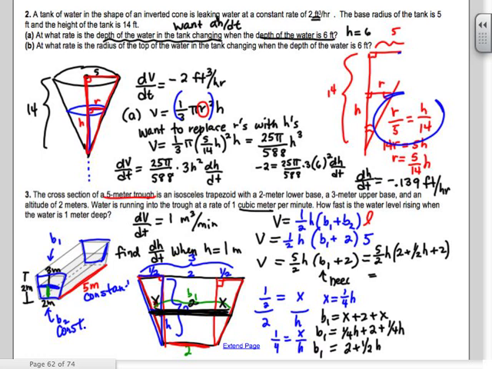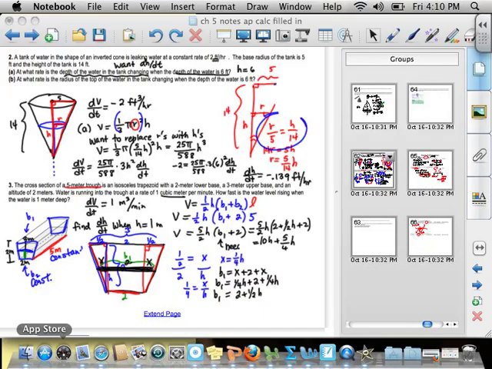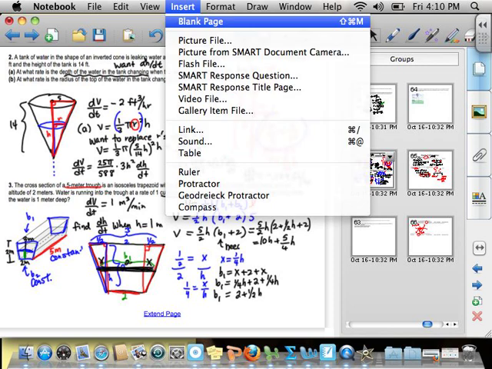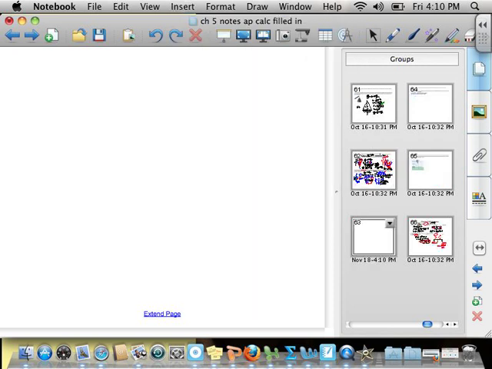So V is going to be 5 over 2h times B1, which is 2 plus 1/2 h plus 2. So I get 4 plus 1/2 h in the middle. So I'm going to have 4 times 5 over 2, so 10h plus 1/2 h times 5 over 2h is going to be 5 over 4h. Okay, that's my volume.